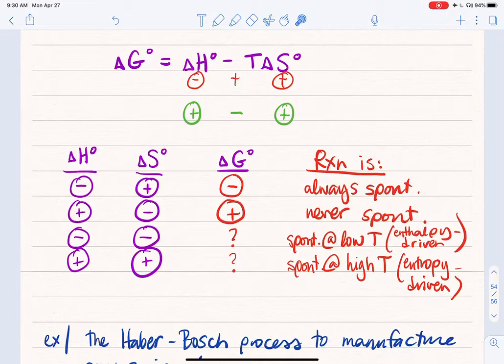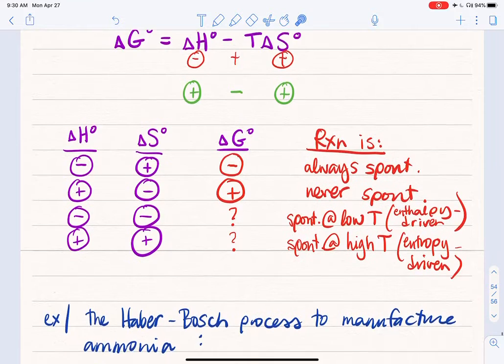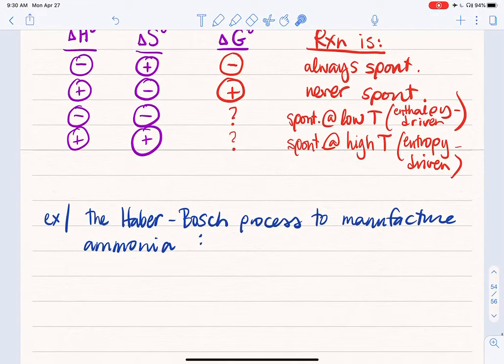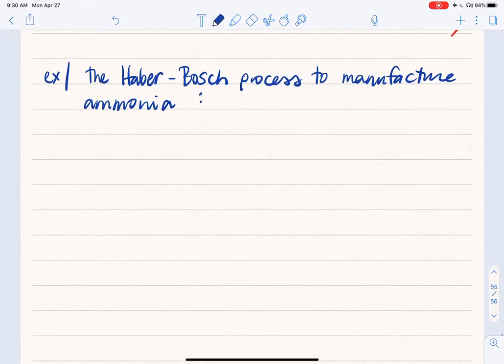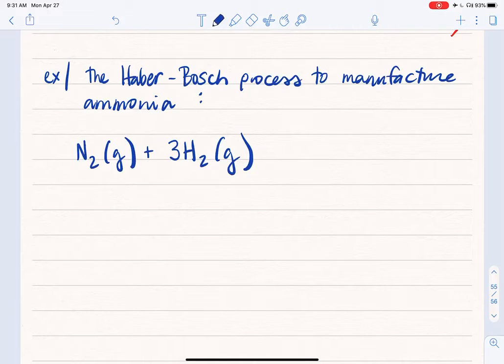So now I want to do an example that illustrates this concept using a chemical reaction. And that chemical reaction is the Haber-Bosch process, which is used to manufacture ammonia, which is a crucial ingredient in fertilizer. So this is really responsible for feeding much of the world. So in that process, we combine atmospheric nitrogen with hydrogen gas to make ammonia.